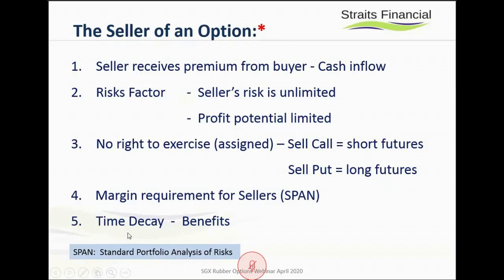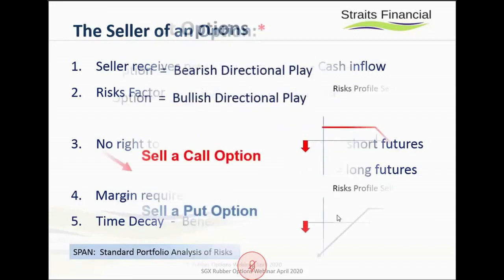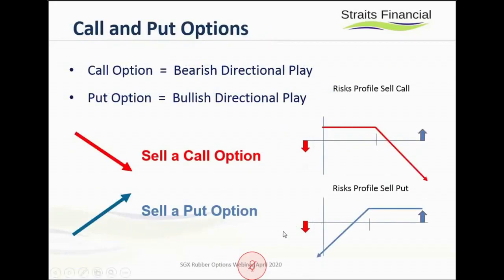But if you sell an option, the time decay benefits you. As long as the market doesn't go against you, you happily collect the premium. So this is how it looks, okay? When you sell a call option, you are expecting the market to go down or at least not go up. So you collect the premium, and on the left-hand side, if the market goes down, you enjoy collecting the premium. But if the market goes up, you have unlimited risk.